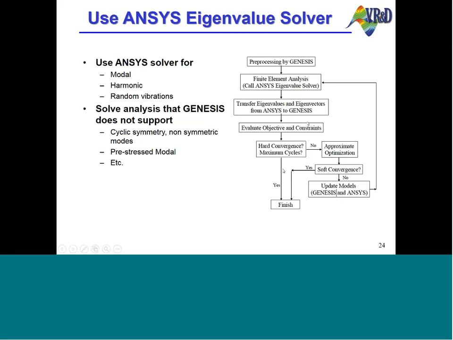Here is the process of using the ANSYS eigenvalue solver. Basically, we will call the ANSYS eigenvalue solver to compute the eigenvalues and eigenvectors, and then transfer these eigenvalues and eigenvectors from ANSYS to Genesis, and use Genesis to do the optimization. At the end of one cycle, we will update the ANSYS model with the design changes, and this iteration will continue until convergence.